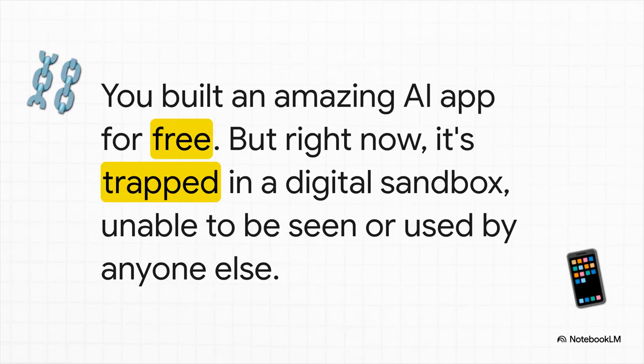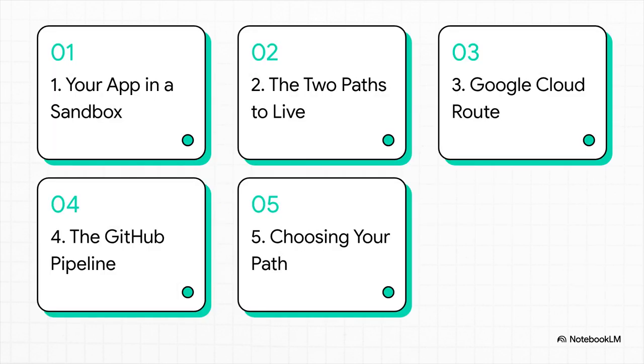That's exactly right. You see, AI Studio is this incredible free space to build and prototype, but it is, by its very nature, an isolated environment. Your app is stuck in what we call a digital sandbox, and in this explainer, we are going to set it free. And we're going to do it in 5 very straightforward steps. First, we'll get our heads around what this sandbox really is. Then we'll look at the 2 main ways to go live, the super direct Google Cloud route and the very flexible GitHub pipeline. And finally, we'll figure out which path is the perfect fit for you.